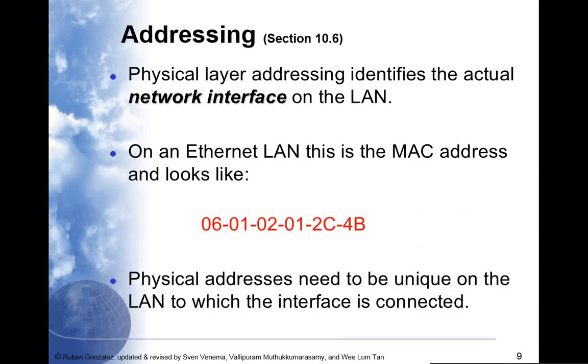In terms of addressing, physical layer addressing identifies the actual network interface on the local area network. So this is different to, for example, the IP address of a computer. So when you have a networked environment and you have these TCP/IP environments, you'll have an IP address, right? And there's IPv4, for example, you're probably used to. IPv6 is another version of it. That's different to uniquely identifying a computer on a network.